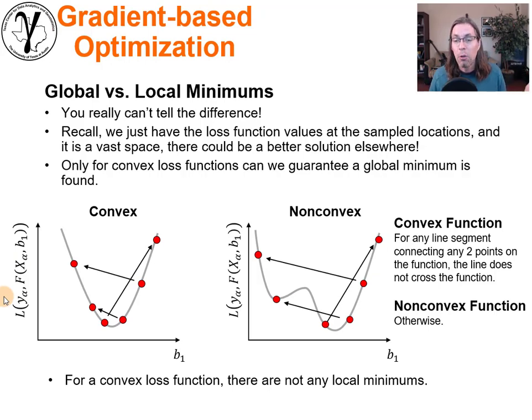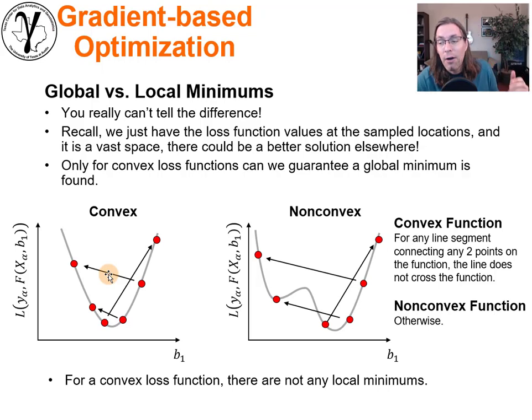We can guarantee a global minimum will be found. Now, what does a convex loss function mean? Not a big deal. If you take any two random points on a loss function, if the line segment that connects the points is always above, doesn't cross the function, then we can say it's convex. Now we could flip it upside down and say we're always below, but the main point is we don't cross the function. That's a convex function.